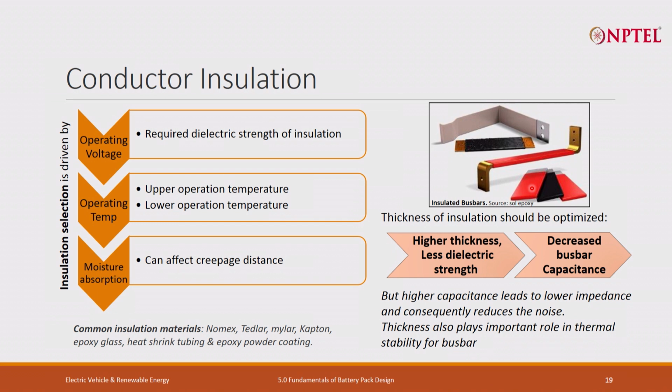If you keep on increasing the thickness of the insulation material, it starts decreasing the dielectric strength, because air is generally considered to have a very high dielectric strength. Any material is generally inferior to air. So, as you keep on increasing the insulation thickness, your dielectric strength comes down. So, there is always a trade-off up to what thickness you should go.